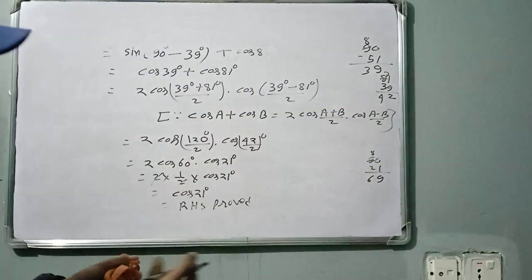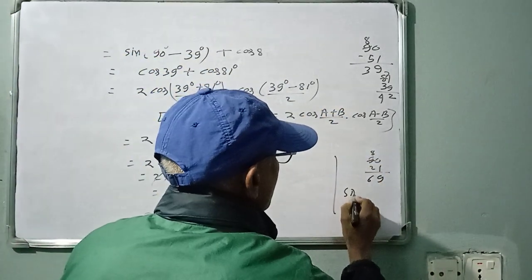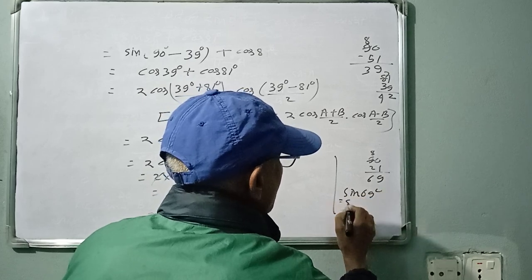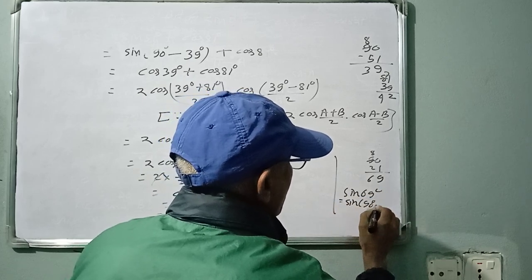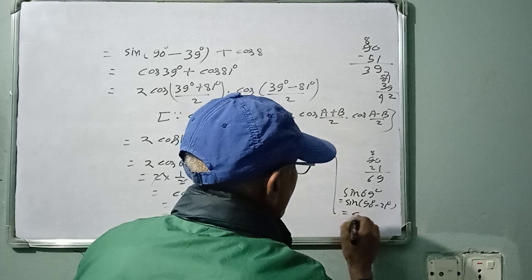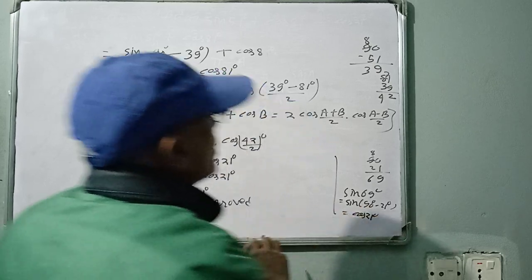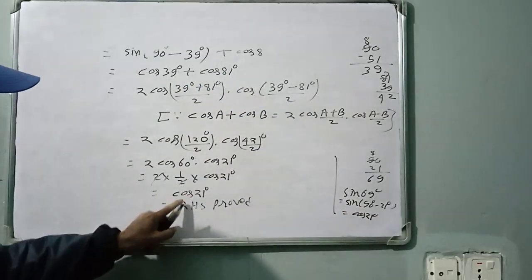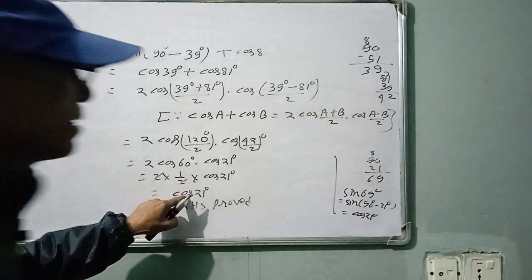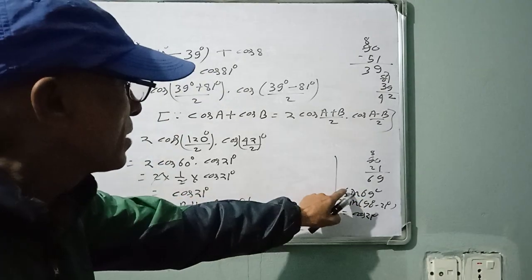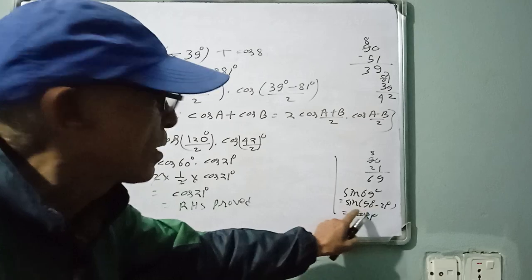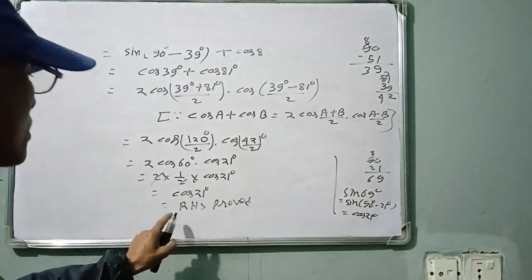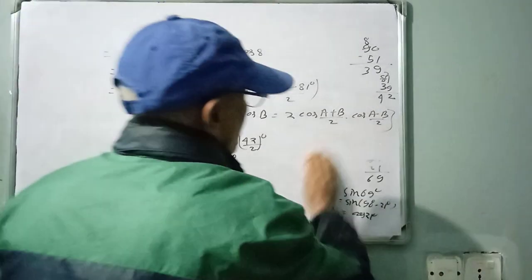Sin 69. What is the answer? Sin 69 is the answer. Sin 69 is like 90 minus 21, and that gives cos 21 degree. If there is sin 69, you can change sin 69 into sin (90 minus 21). Sin (90 minus A) is cos A. Is that right? So, yes.